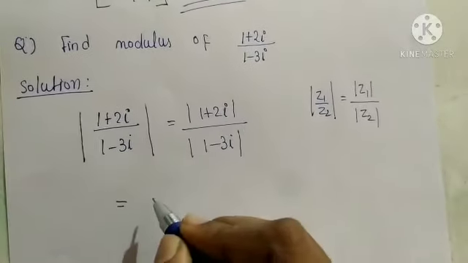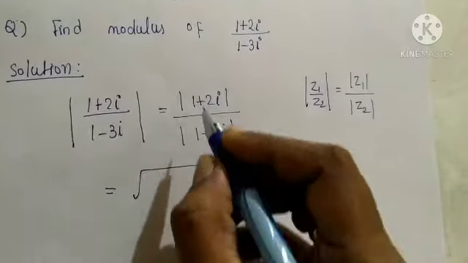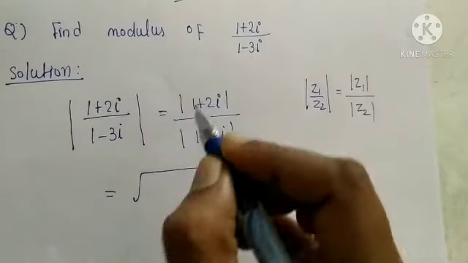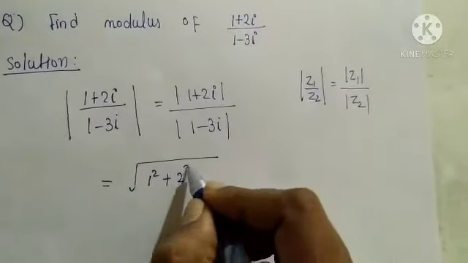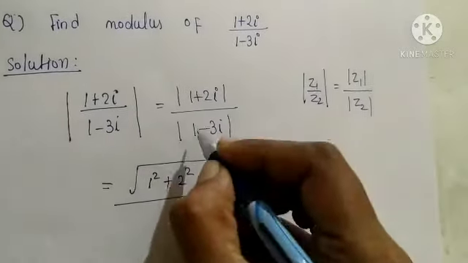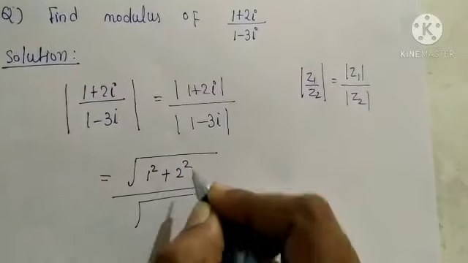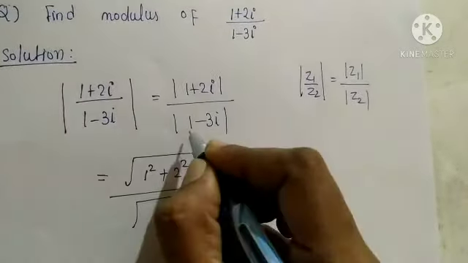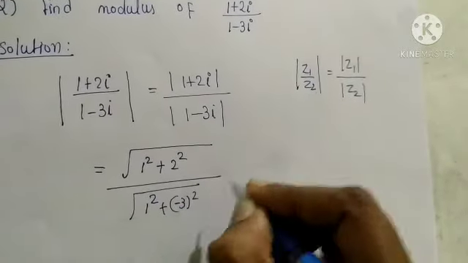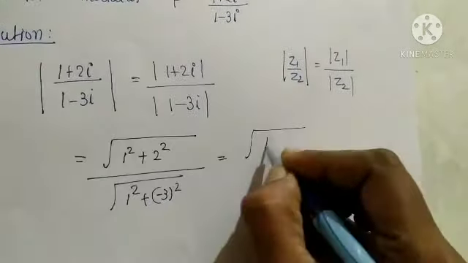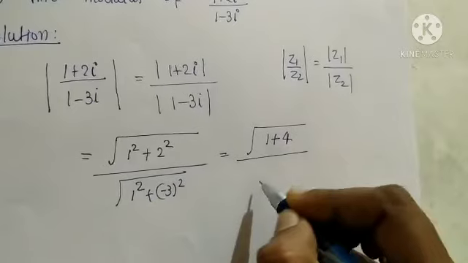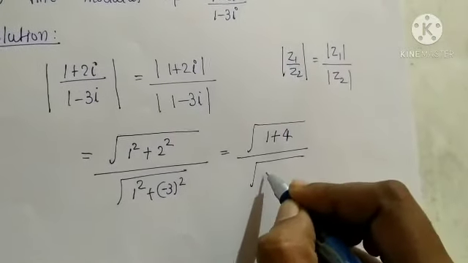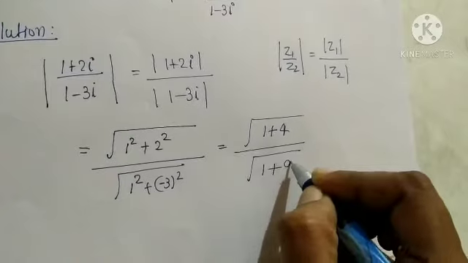So in the numerator it will become root of square of real part is 1 square plus square of imaginary part, that is 2 square, divided by root of square of real part, that is 1 square here, and plus square of imaginary part minus 3 here, and it will be equal to root of 1 plus 4 divided by root of 1 plus 9.